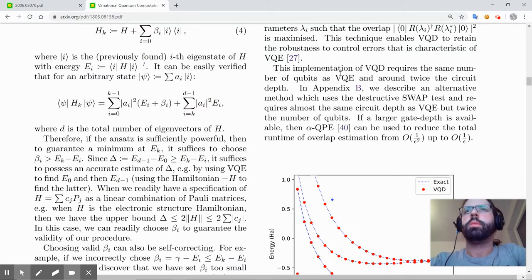So in this implementation, it requires the same number of qubits as VQE and around twice the circuit depth. In the appendix, we will describe an alternative method. Okay, that's the same circuit depth as VQE, but twice the number of qubits because you're doing the destructive swap test. Okay.